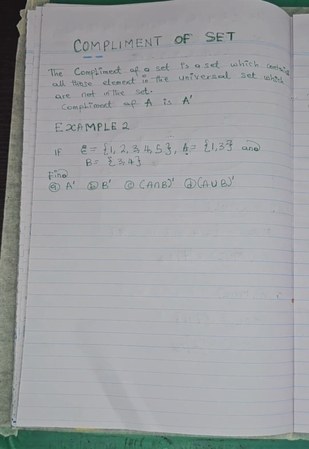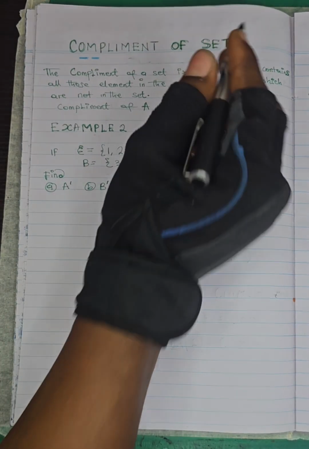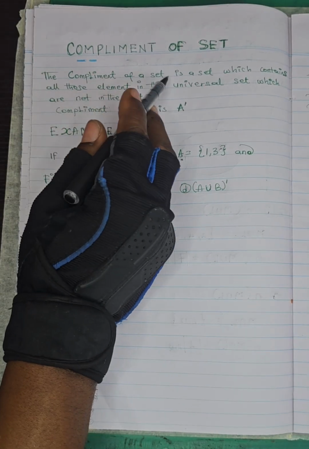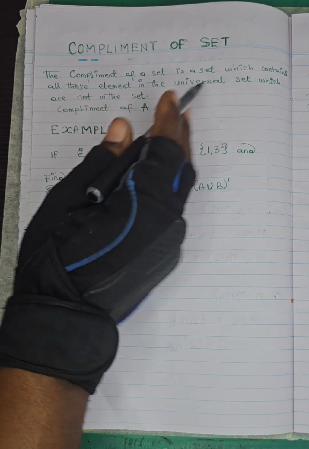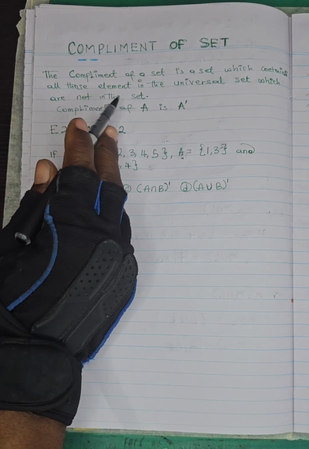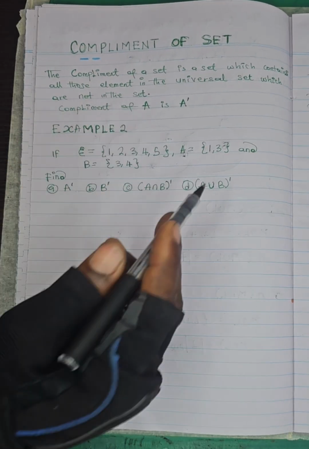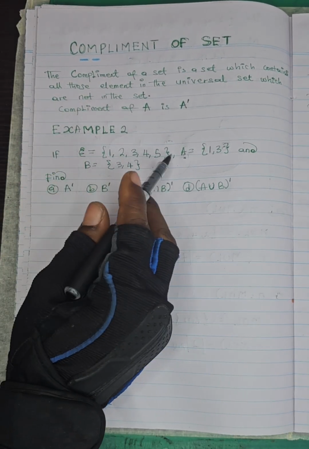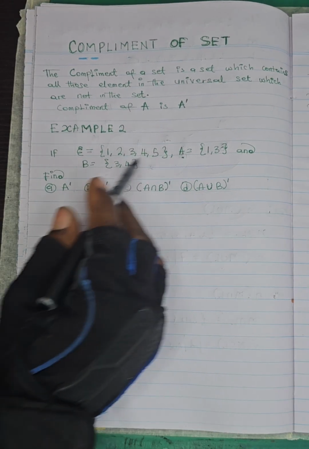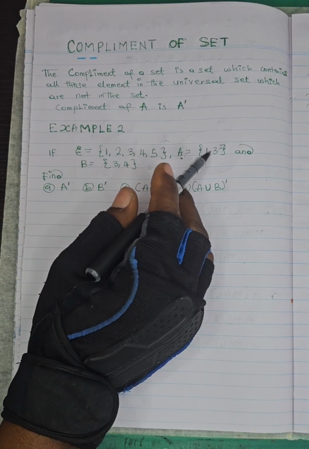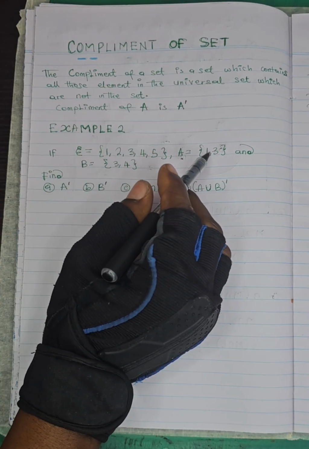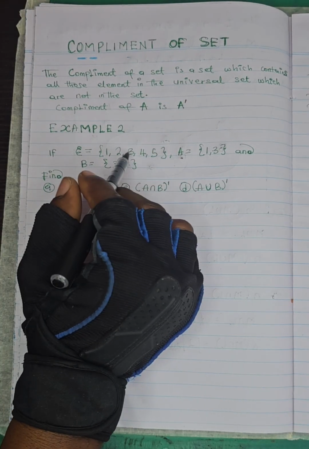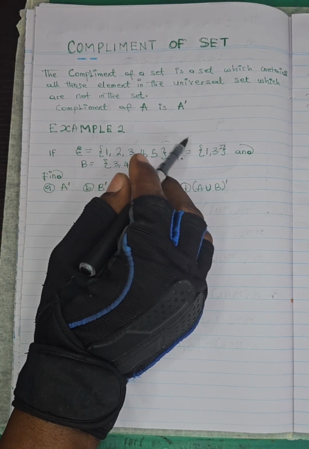In this class, we're going to deal with complement of sets. The complement of a set is a set which contains all the elements in the universal set which are not in the set. Let's look at it this way. You have a universal set and you have set A. Now you're going to look for the complement of set A. It simply means any element that is in the universal set that is not in set A, that's a complement.